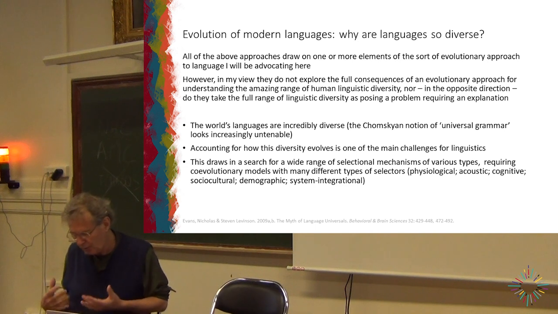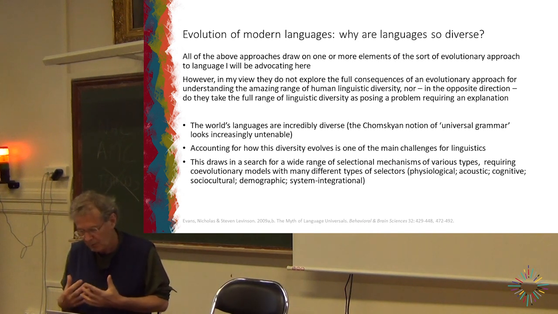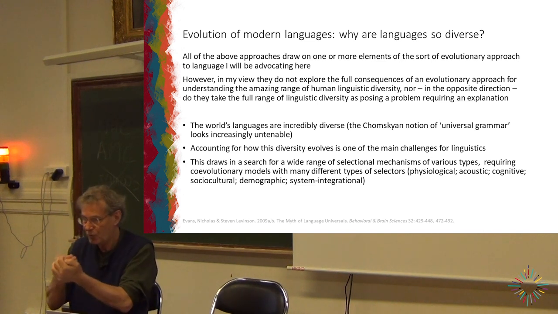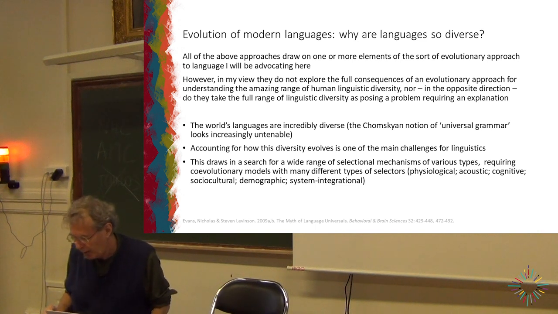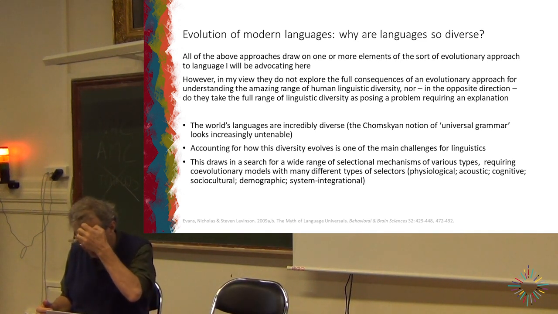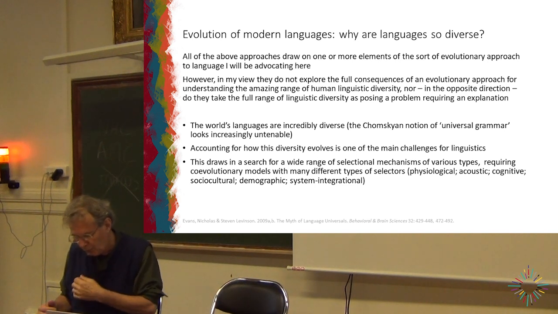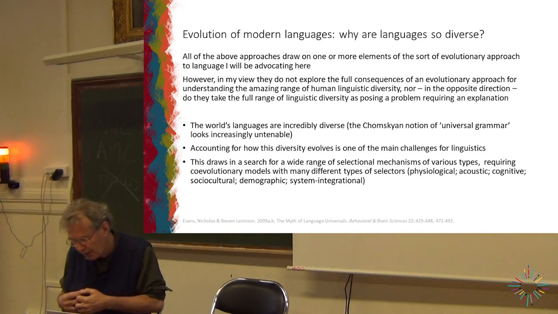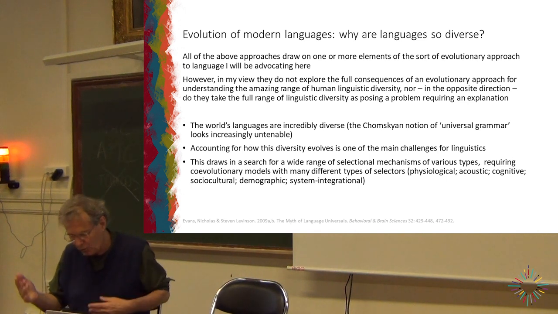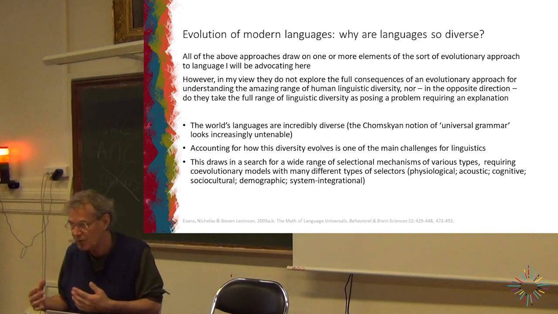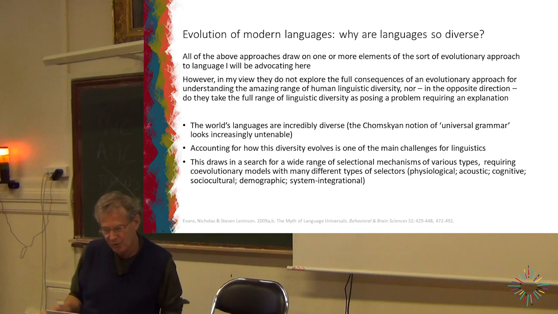But I still don't think those approaches do enough to confront the full diversity of human language. There tends to be a concentration on certain rather well-known phenomena, like how do we get future tense to evolve or something like that, rather than sampling right across the design space. So I think we're left with the issue that the world's languages are in fact incredibly diverse. We have this challenge of accounting for how it evolves, and that will lead us to look for selectional mechanisms of various types, something I'll talk about in the third meeting, which include physiological, acoustic, cognitive, sociocultural, demographic, system integration, lots and lots of different things which are at play in selecting for this diversity.